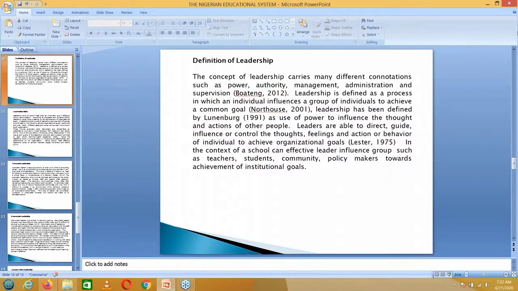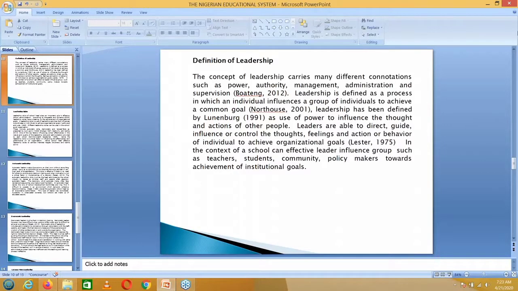Now, leaders are there to direct, to guide, to influence or control the thoughts, the feelings, and actions of individuals to achieve the organizational goal. Every organization has its own goals and objectives. So every leader within the organization is there to guide the people towards achieving the organizational goal. It will shape the behavior of the individual, shape the feelings and actions of the individual, and control the thoughts of the individual to achieve the organizational goal.